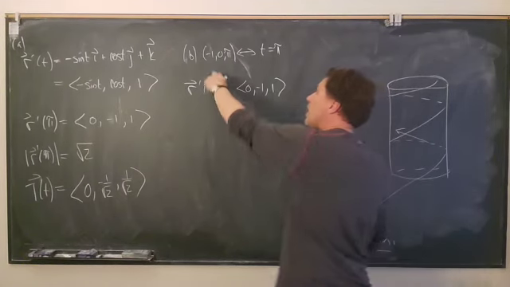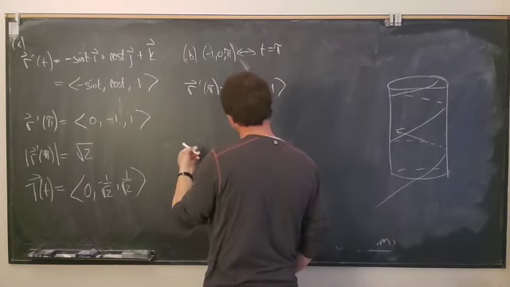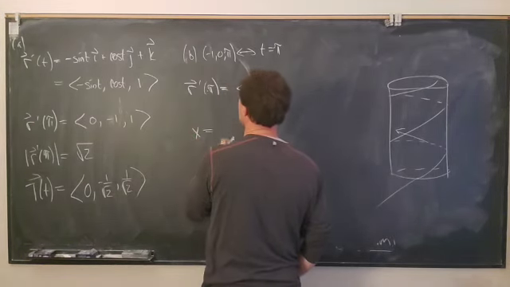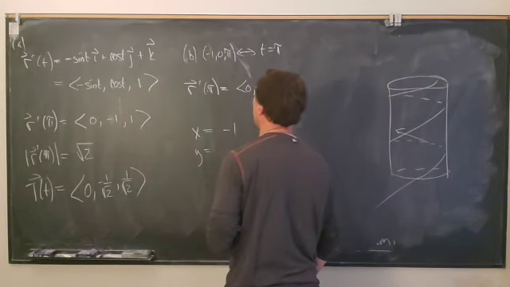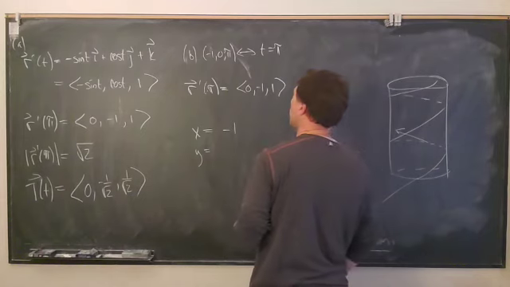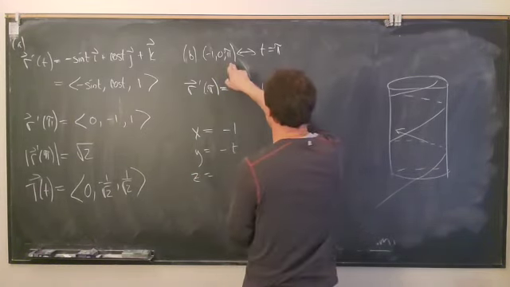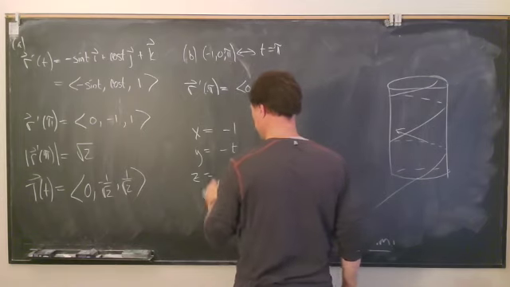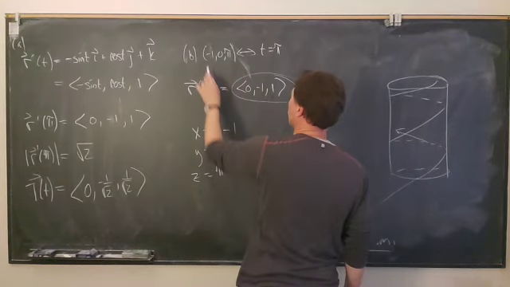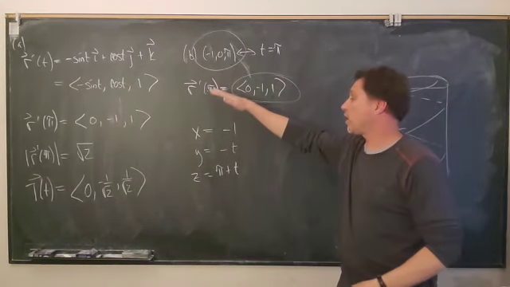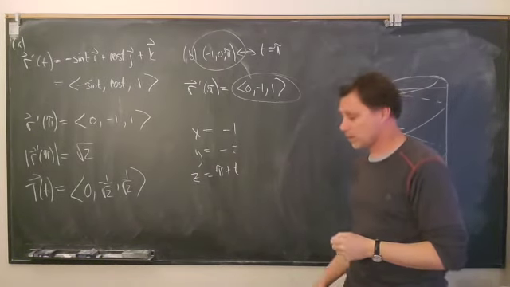It passes through this point, minus 1, 0, pi, and so let's do parametric equations of the line. x is equal to minus 1, y is equal to 0 minus t, so that will be a negative t, and z is equal to pi plus t. Here's our direction vector. There's the point that it passes through. If you have that, you can just write down the parametric or vector equation of the line.